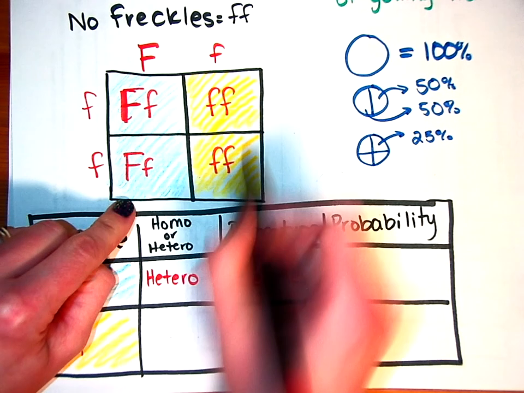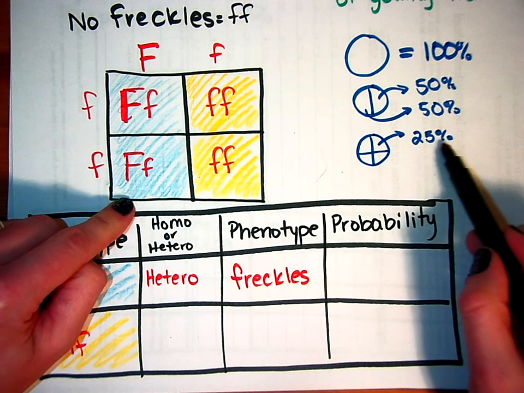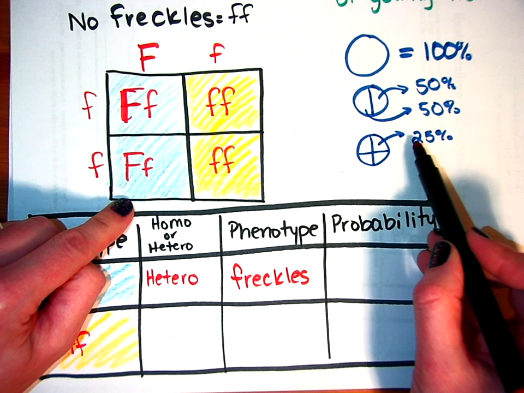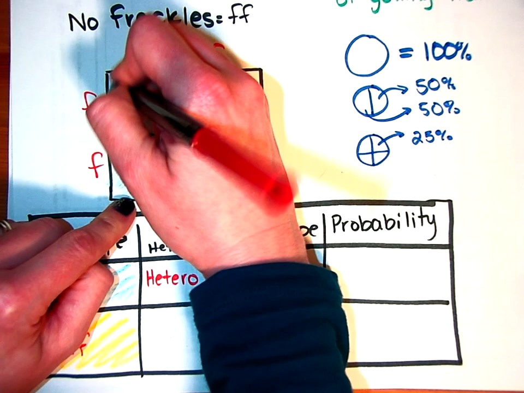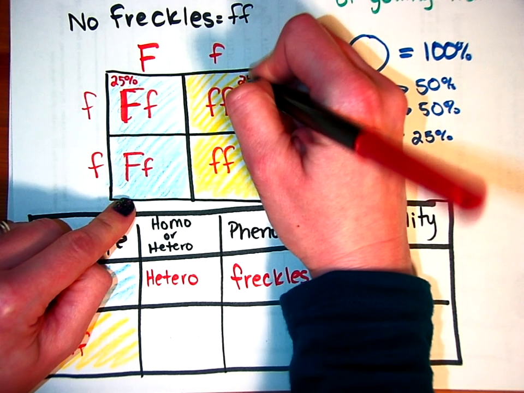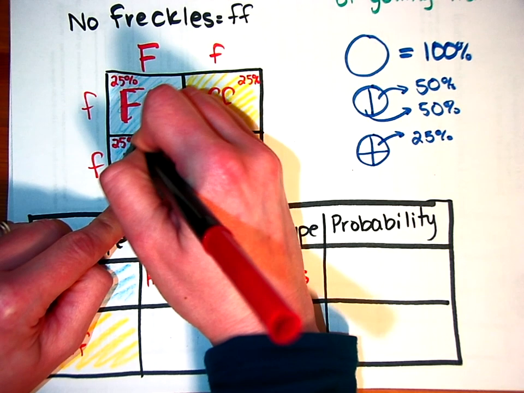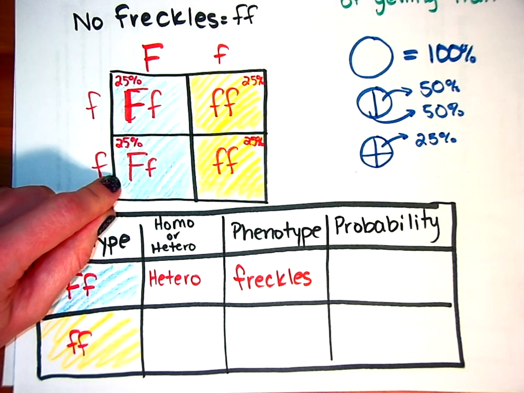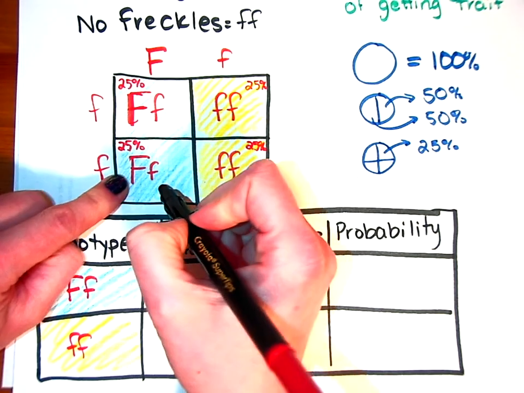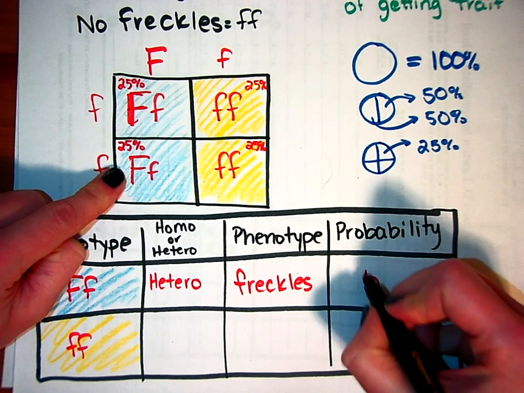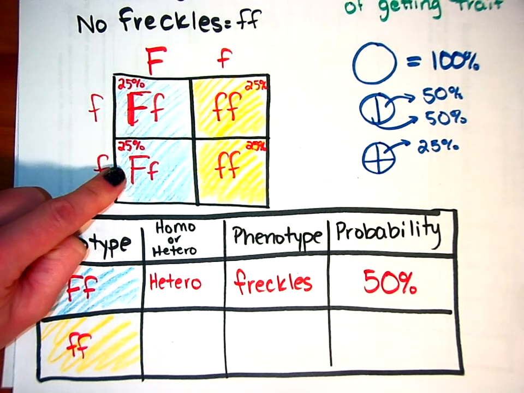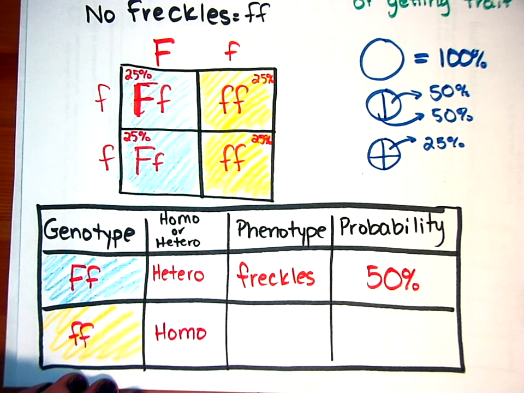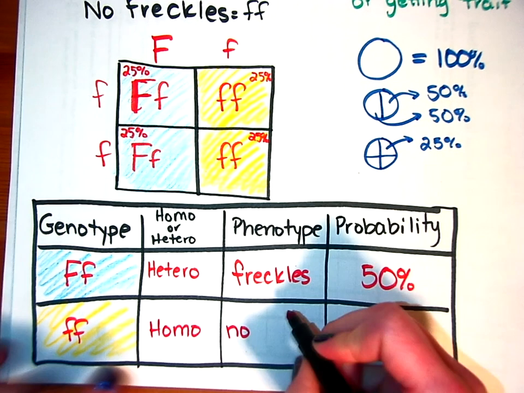And just as we said before, 25% each. When we divide a circle into 4, each fourth is 25%. So each of these squares represents 25%, 25%, 25%, and 25%. So basically all I have to do is add up how many have this trait. So 2 squares, 25% plus 25% tells me I have a 50% possibility of having a kid with freckles. So then we do the same thing down here. This would be homozygous. It would have no freckles because it's got 2 copies of the recessive.